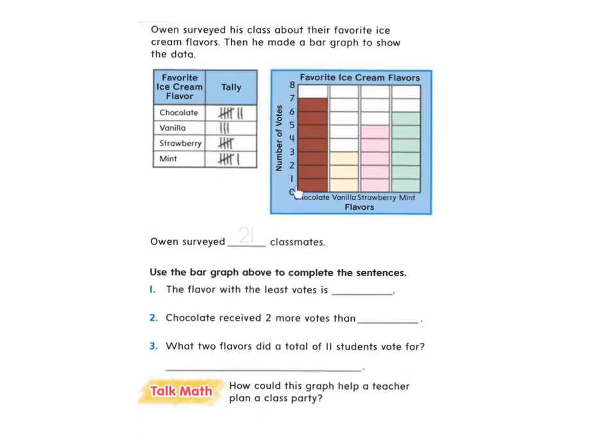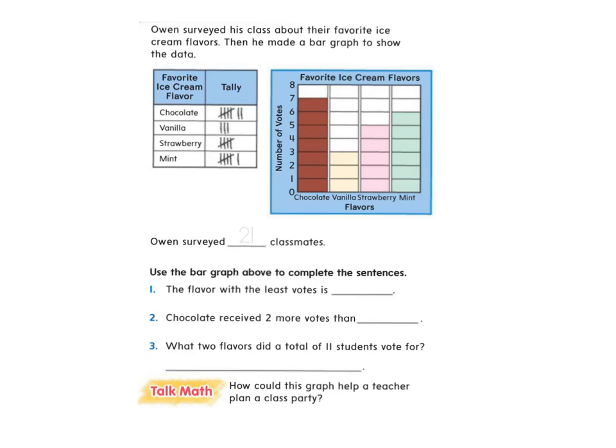Remember, this is the scale. This is the label that tells me what we're counting, which is the number of votes. I have my title, and I have my flavors of ice cream, and the categories are chocolate, vanilla, strawberry, and mint, and those are where our bars come in. So let's look at how we analyze this. Remember, analyze means to think more closely and to see what information we can get from looking at this bar graph.